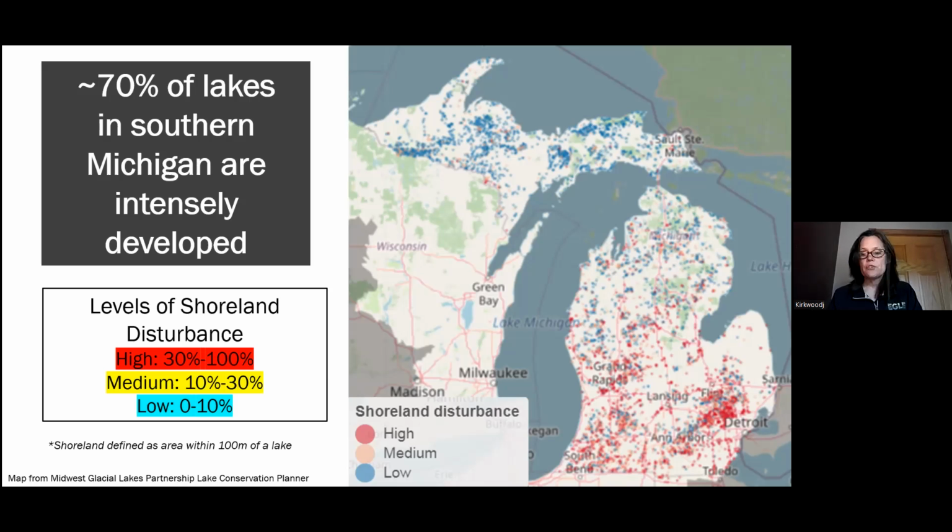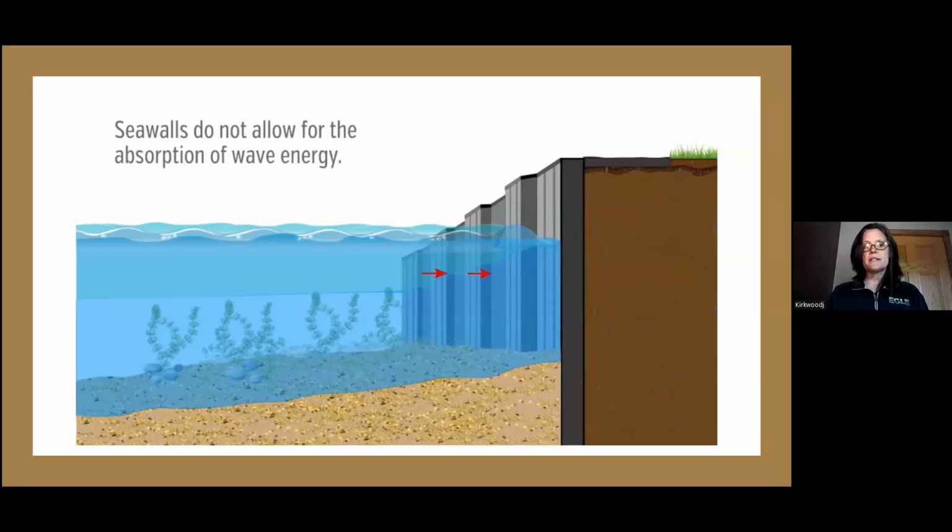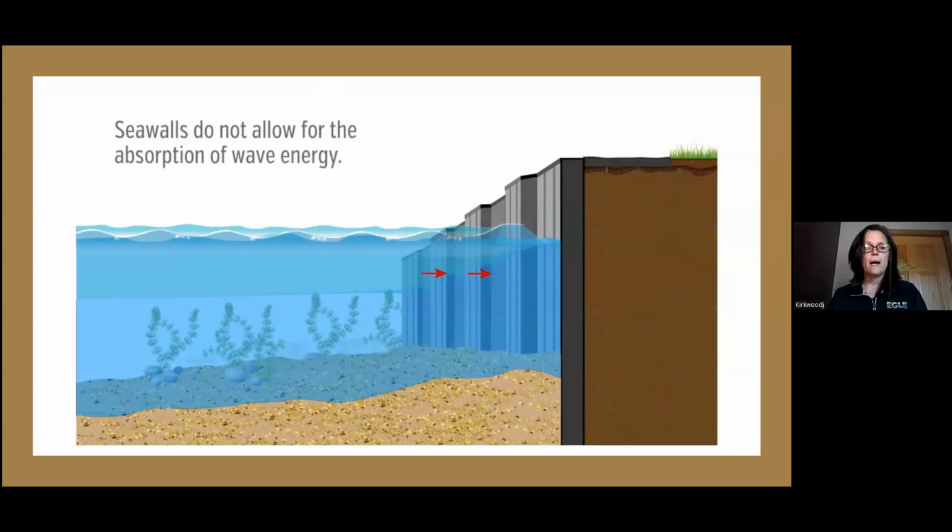You can go to this site, the Midwest Glacial Lakes Partnership Lake Conservation Planner tool, and you can click on your own lake. And in Barry County itself, it's pretty hard-pressed to find a lake that has less than 30% shoreline disturbance. So this is an example of what happens with seawalls, why they become a problem.